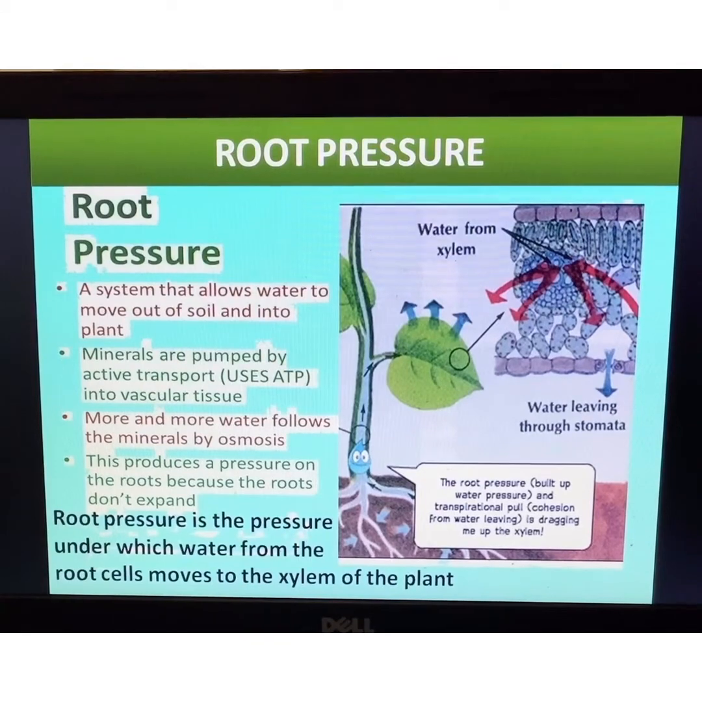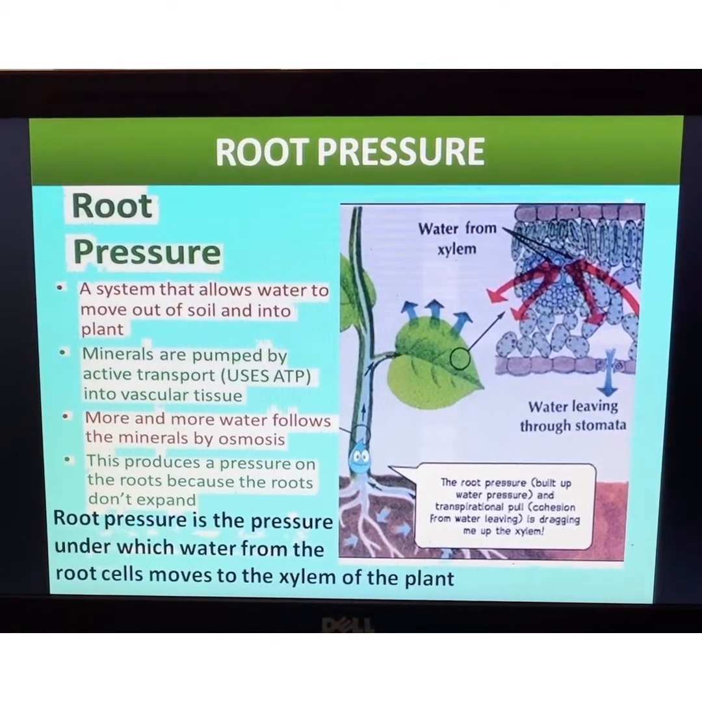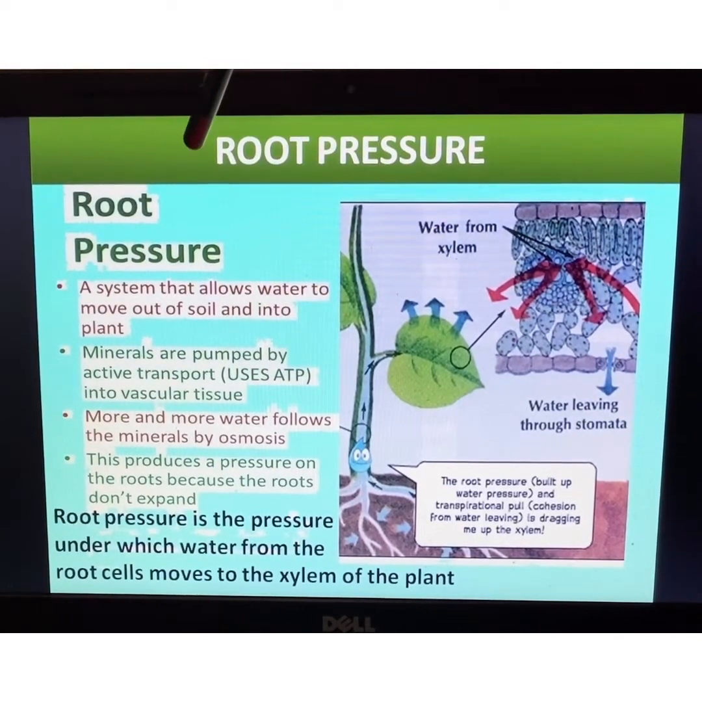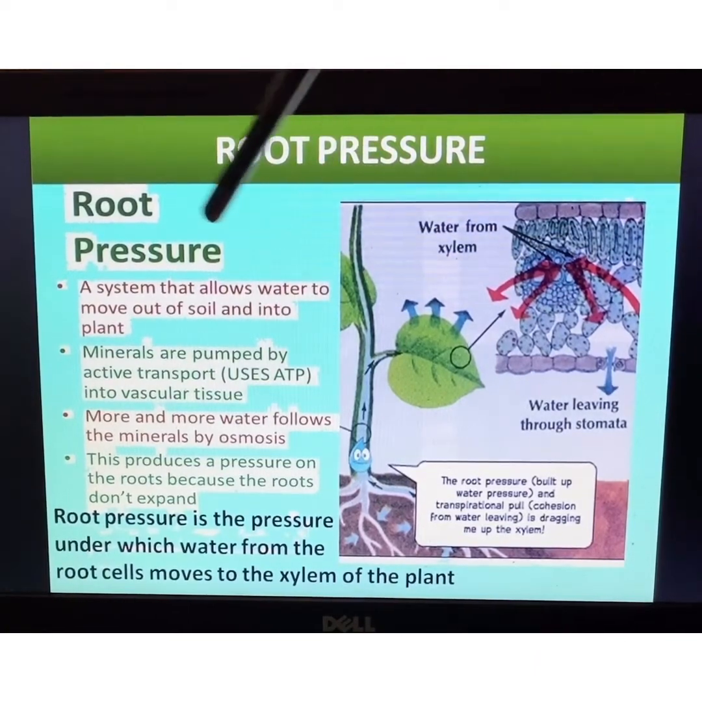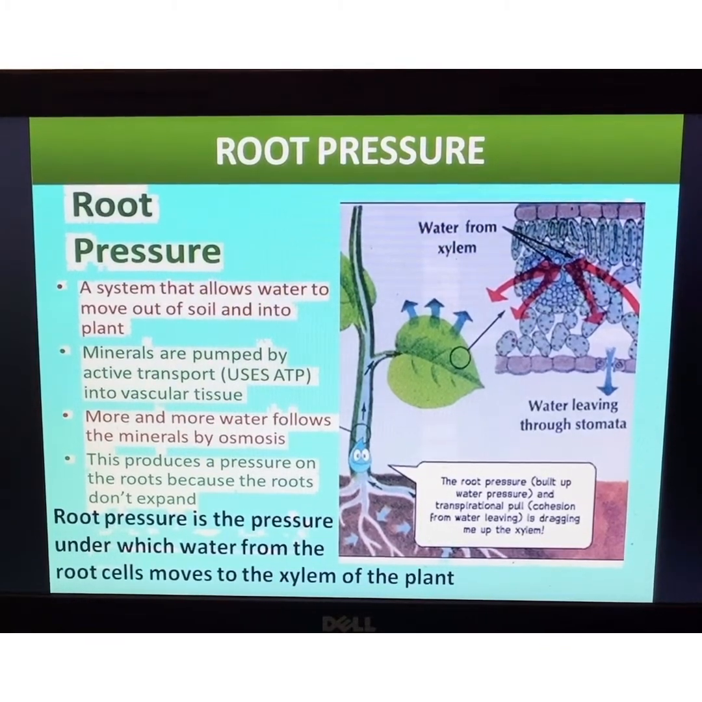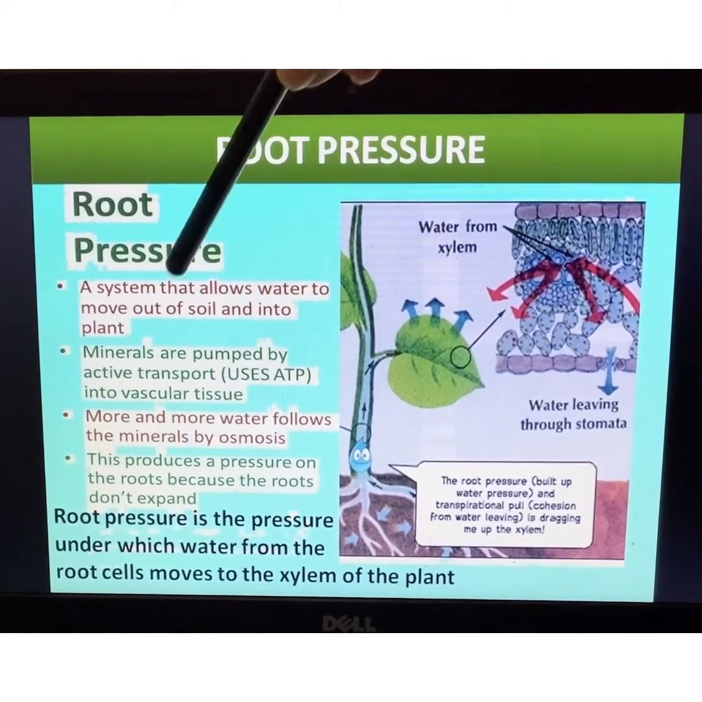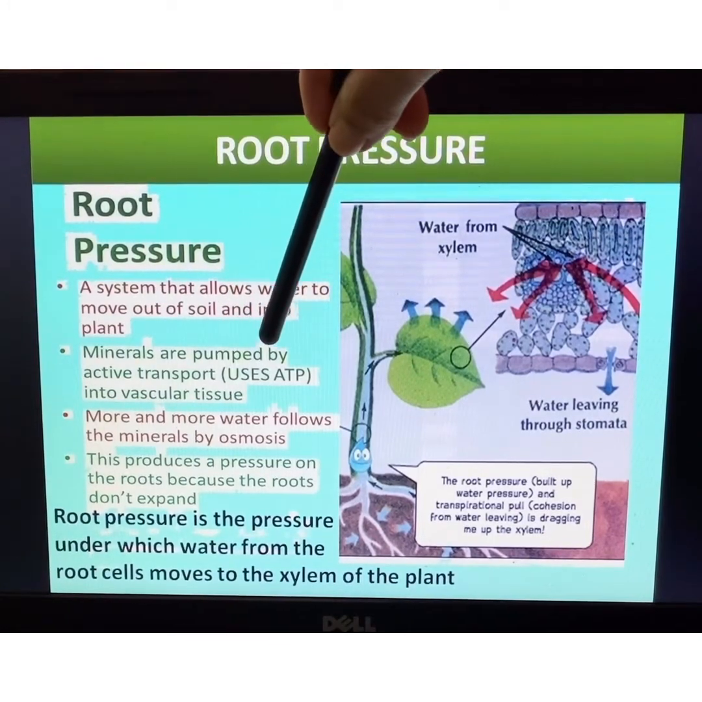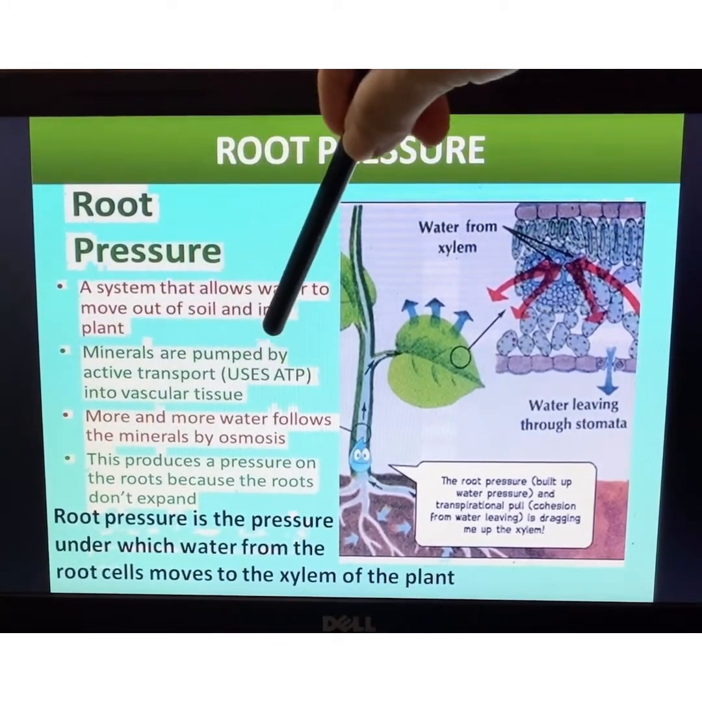The first concept that we understand today is root pressure. Now what is root pressure? Root pressure is a system that allows water to move out of the soil and into the plant. So how water moves inside the plant is because of root pressure. The minerals are pumped by active transport, by using ATP, into vascular tissue.